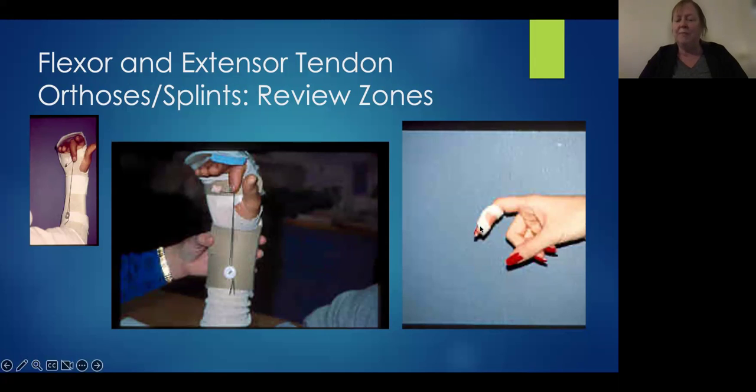But what's important about this orthosis is that it immobilizes the DIP joint in extension, but allows flexion at the PIP joint. So you can see that right here. So it allows flexion at the PIP joint.